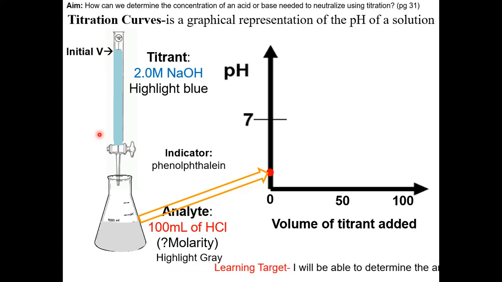Before we can start adding the titrant to the analyte, we must record the initial volume. Once we record it, we can start adding the titrant drop by drop. We're going to add 1 drop at a time. Notice a very small part of the solution became pink but disappeared. Once the solution becomes permanently pink, you have reached the endpoint and you're done with the experiment.